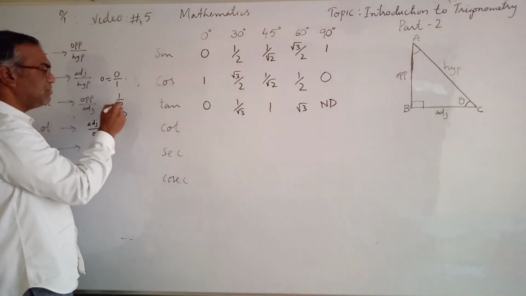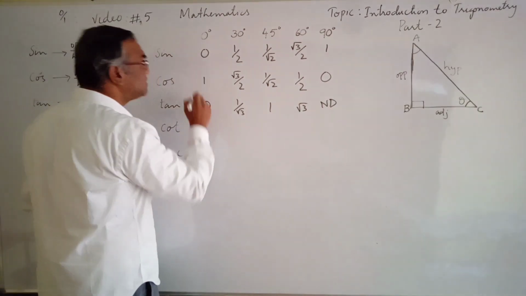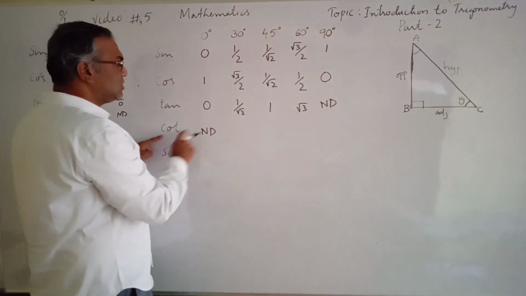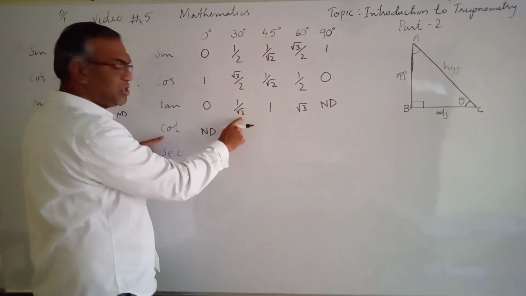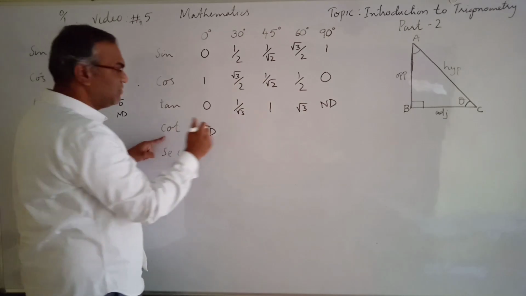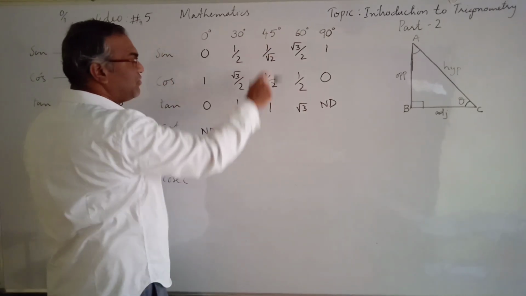That is undefined. Any number divided by 0 is not defined. So cot 0 is not defined. Now what about cot 30? Tan 30 is 1 by root 3. So cot 30 will be root 3 by 1, that is root 3. Then tan 45 is 1. Cot 45 will also be 1.